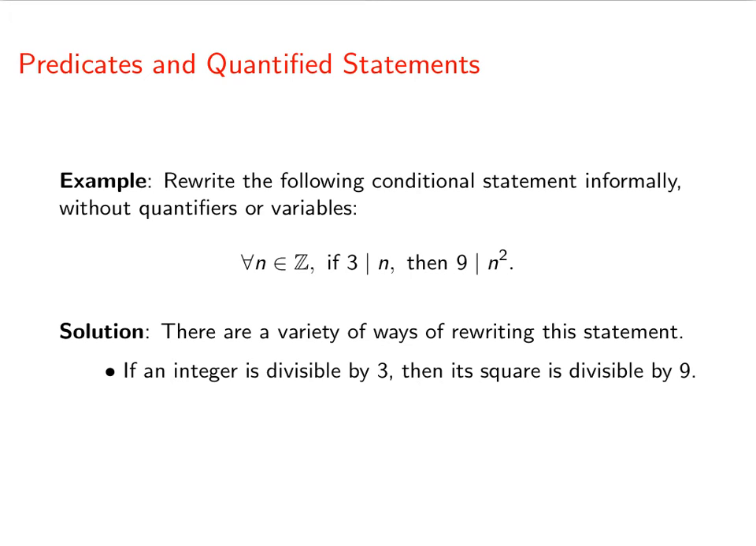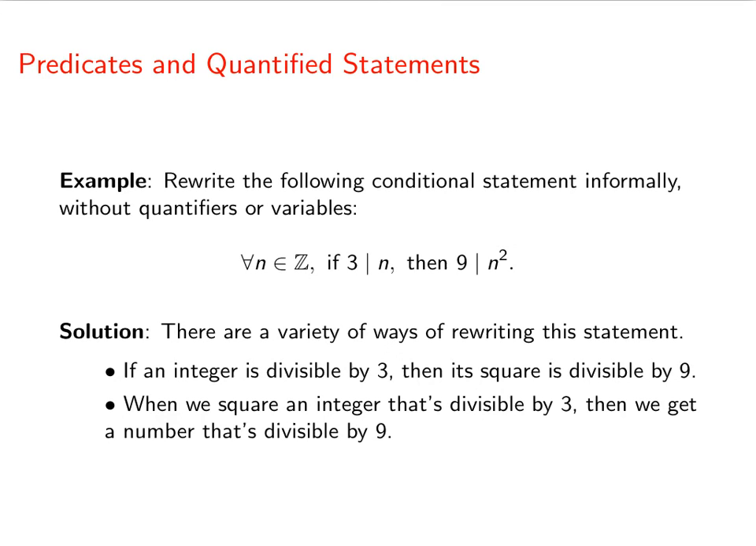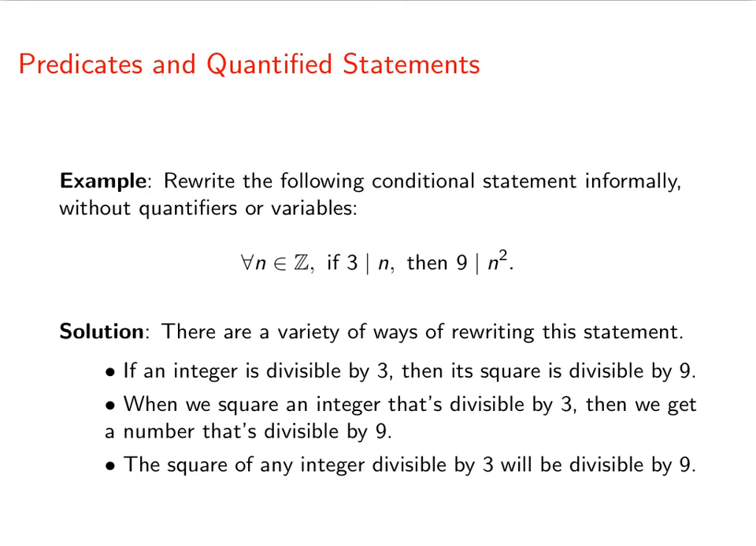So there's a lot of ways of rewriting this. Here's one of them. If an integer is divisible by 3, then its square is divisible by 9. Here's another one. When we square an integer that's divisible by 3, then we get a number that's divisible by 9. The square of any integer divisible by 3 will be divisible by 9. So there's lots of ways of phrasing this. They all sound a little bit different, but they come back to being the same idea.